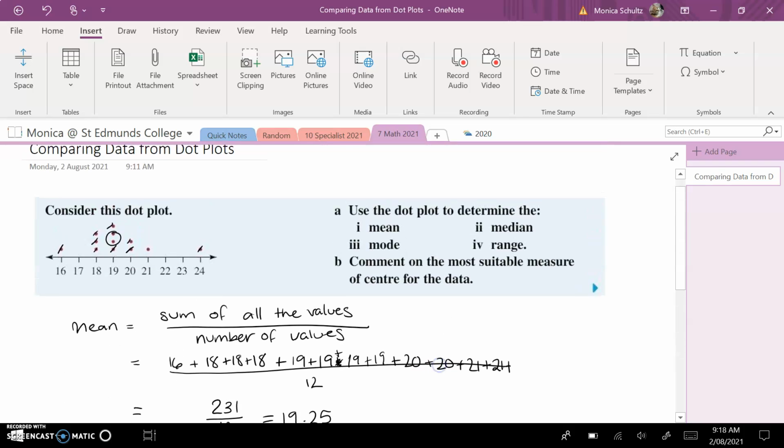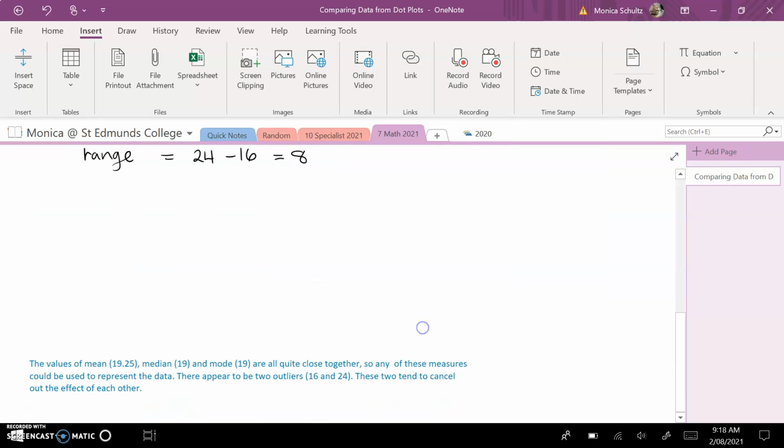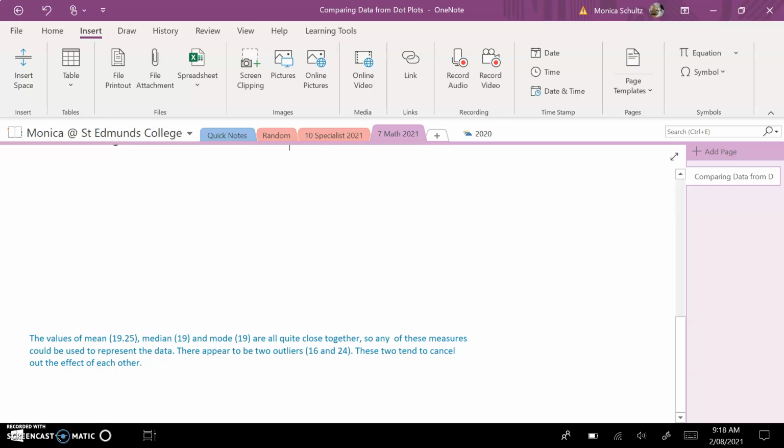And then B, comment on the most suitable measure of center for the data. So the values of the mean, median, and mode, as we can see, were pretty similar. We've got 19.25, 19, and 19, as they're all quite close together. So any of these measures could be considered for using to represent the data. There appears to be 2 outliers, so we've got 16 and 24, because those are a lot smaller and a lot bigger. And these two tend to cancel out the effect of each other.